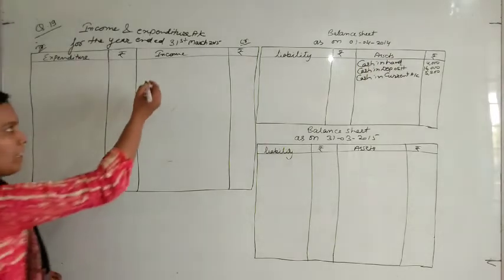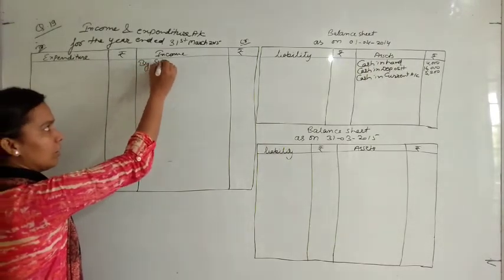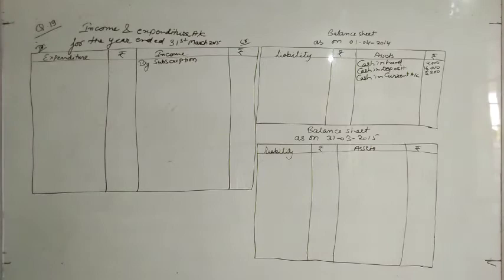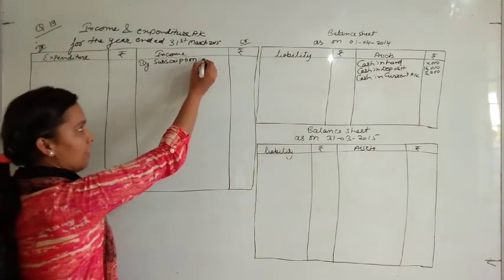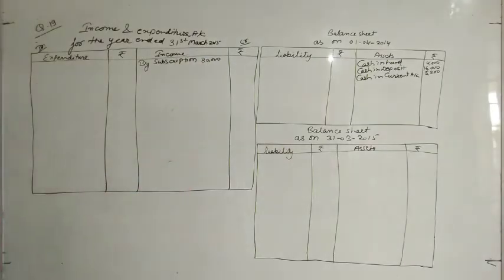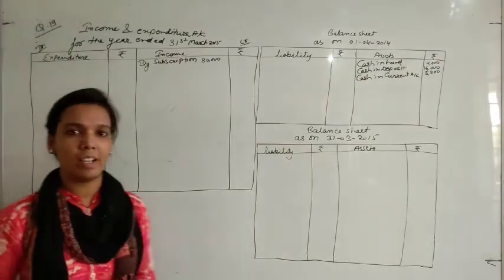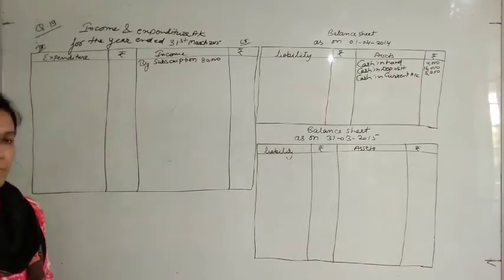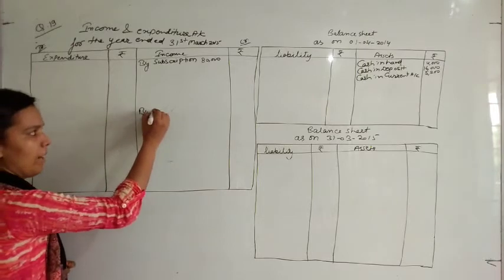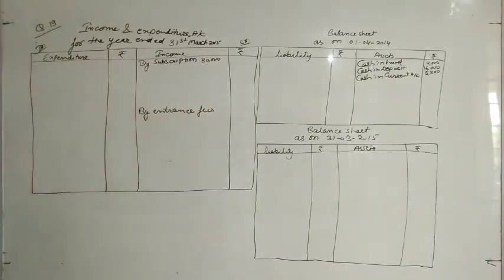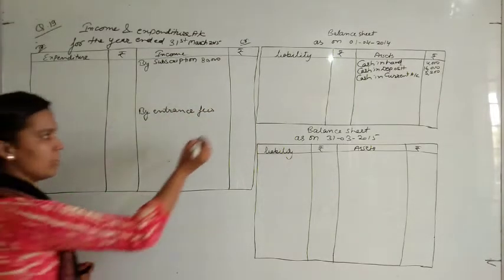Let's move on to the next item, subscription. Subscription we always note in the income and expenditure account. By subscription, the amount is 80,000. This 80,000 I will write in the inner column because we have to treat some additional information here also. Then entrance fee. As I told you, there is nothing mentioned for the entrance fee, so this entrance fee will be treated as revenue income. So we will write it here in the income and expenditure account. Amount is 12,000.